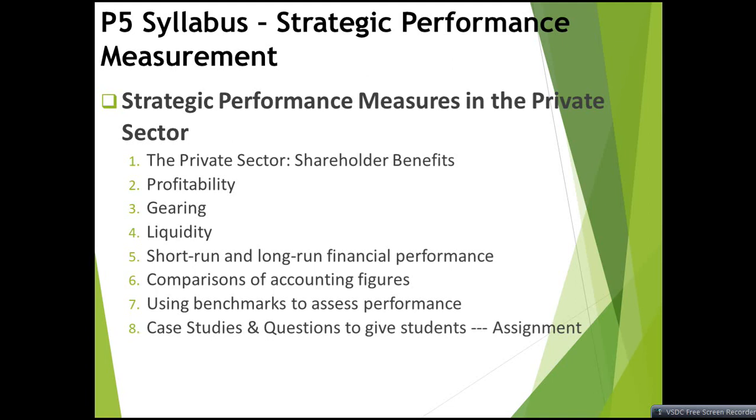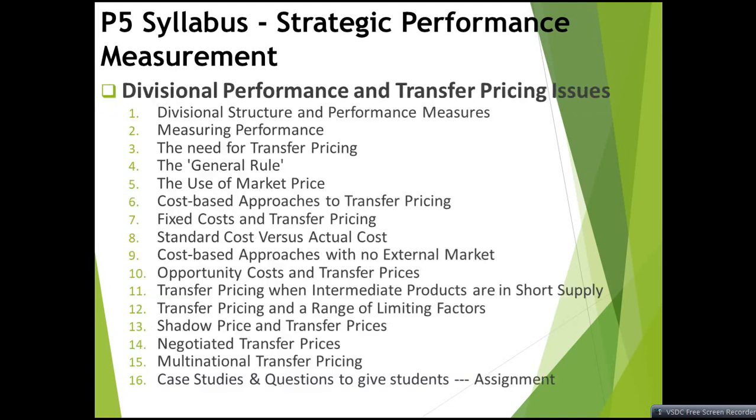How is the profitability, and then gearing, liquidity, short run and long term financial performance. You might have already studied this in financial management, but we will see it another way. We will assume you as the CEO, and as a CEO, how you will use this information. Then comparison of accounting figures using benchmarks and assessing the performance of your company. This is the main objective of your company, to review your performance and to make decisions in the coming future.